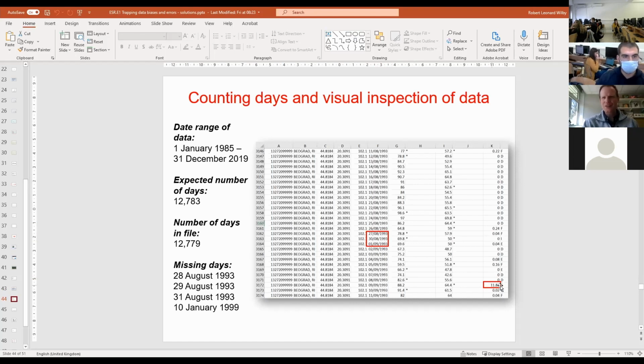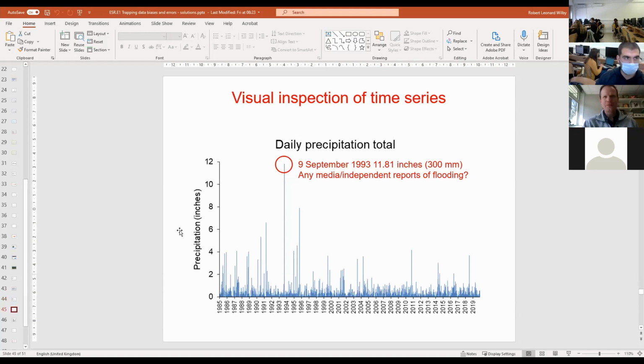It's also interesting that in this period, you can see this very large rainfall total, 11.81 inches. And if we plot the time series, you can see what an outlier that is. So that occurs on the 9th of September 1993. And because of the unit conversion between the imperial and the standard measurements, that is actually 300 millimeters.